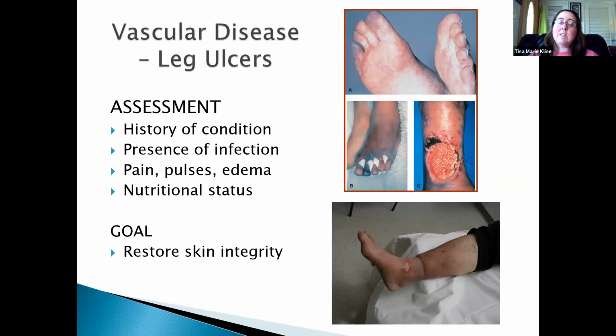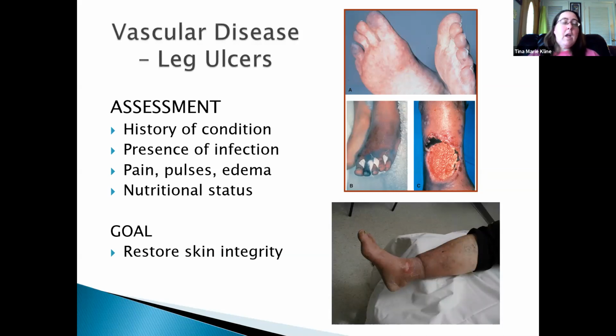The weeping of the legs, when somebody is so edematous, is simply because there's so much fluid in there that it can't stay in and it starts weeping out through the skin tissue. But that moisture is going to put them at risk for developing an ulcer if there's not one already there. So in what situations will we call the healthcare provider with venous ulcers?